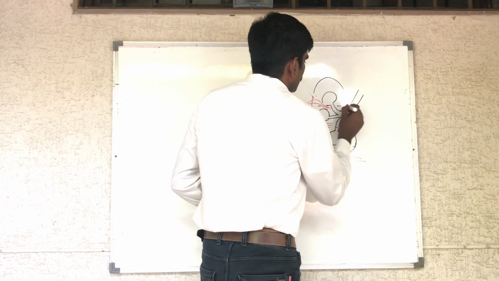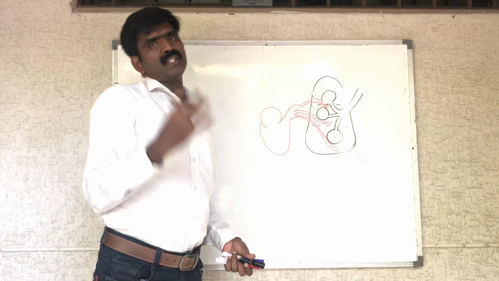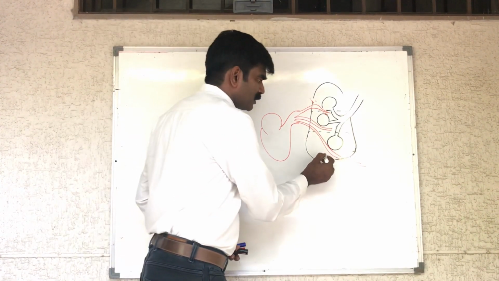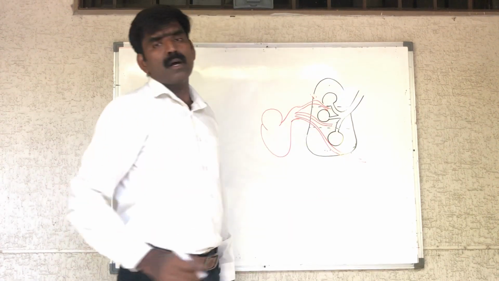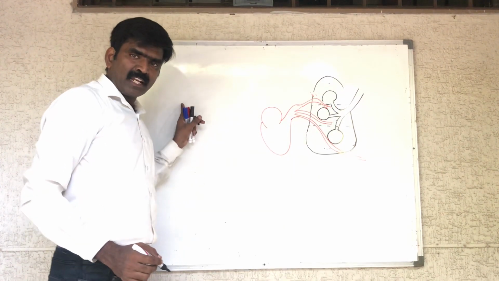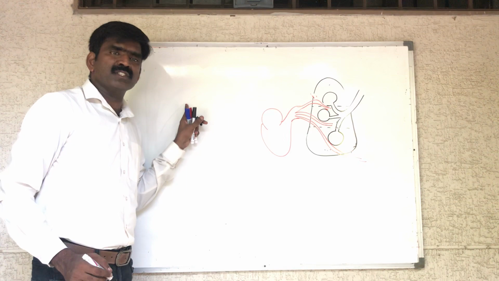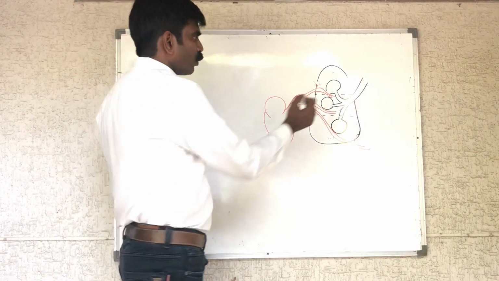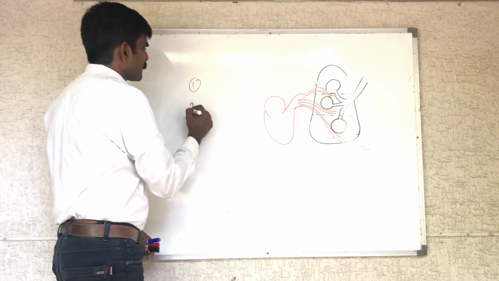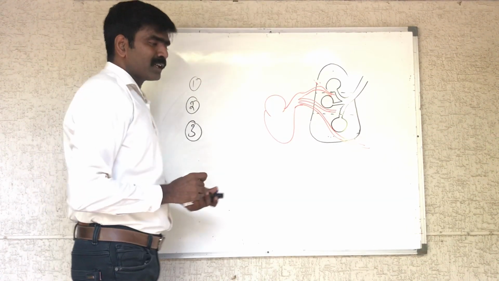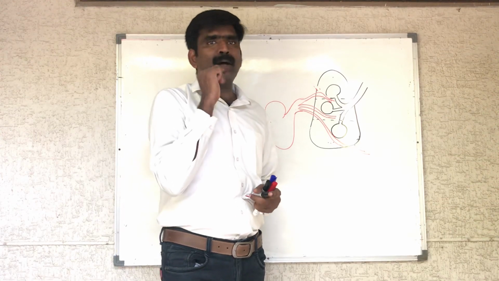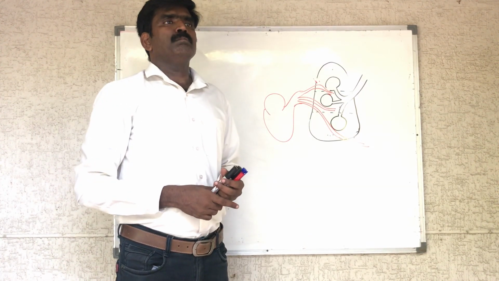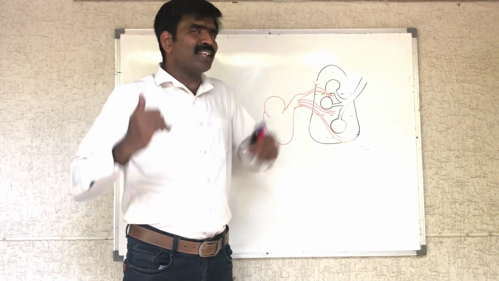Clear? There are three reasons. Again, the perfusion is greater in the lower lobes or lower zones when compared to upper zones. In ventilation also, the ventilation is higher in the lower and less in the upper zones. So what is the reason? The first reason is that pulmonary circulation is a low pressure system.